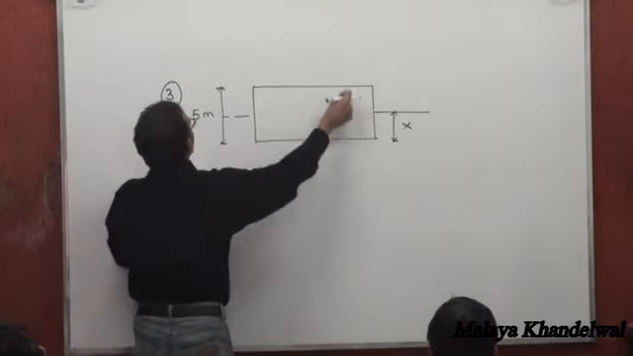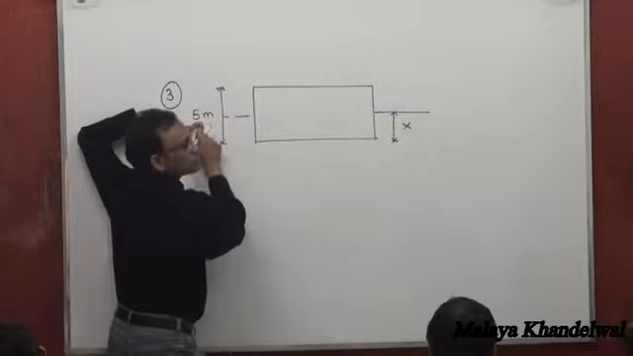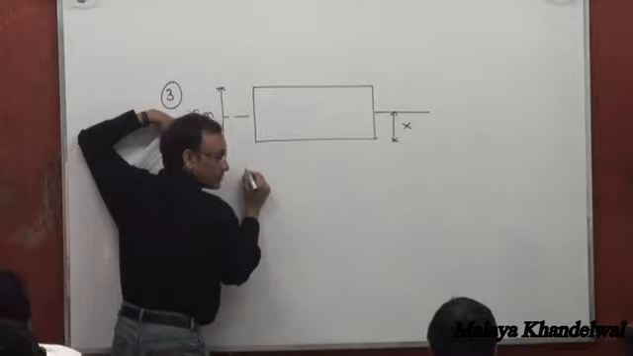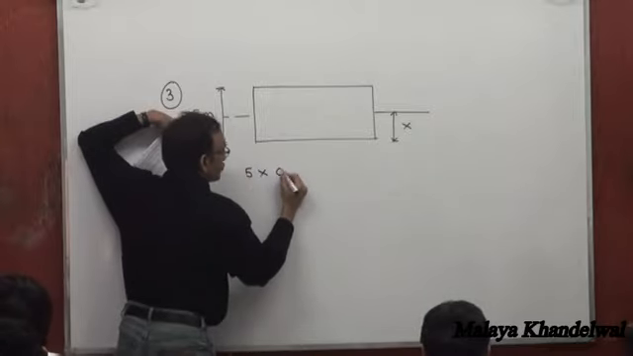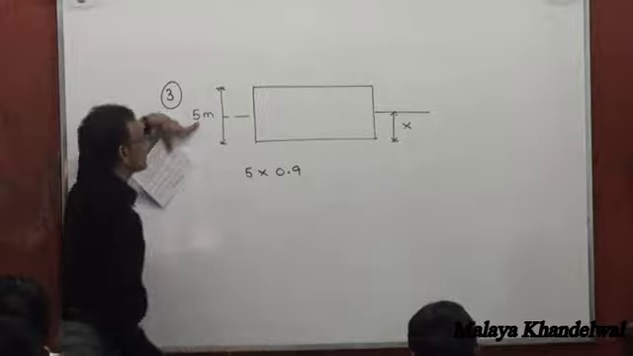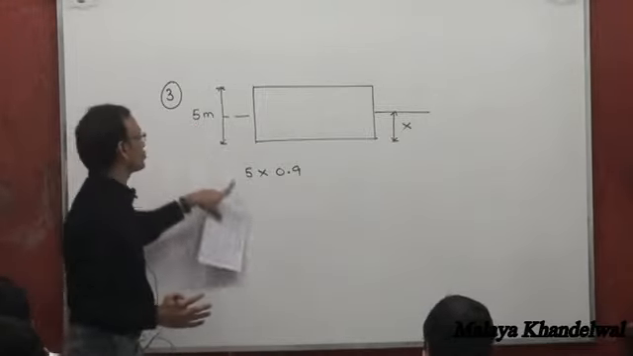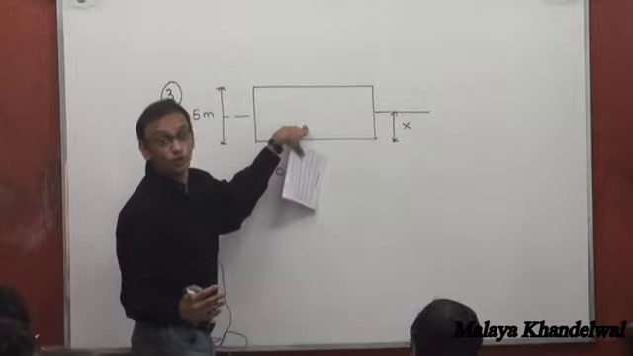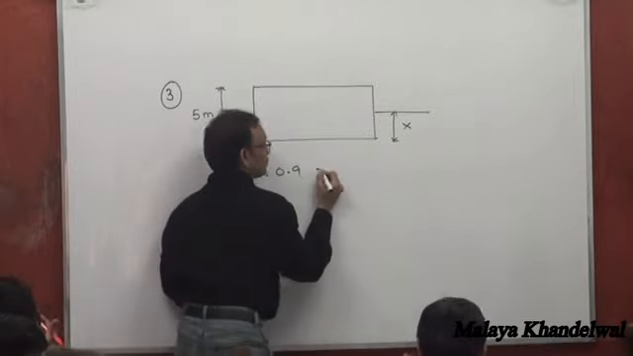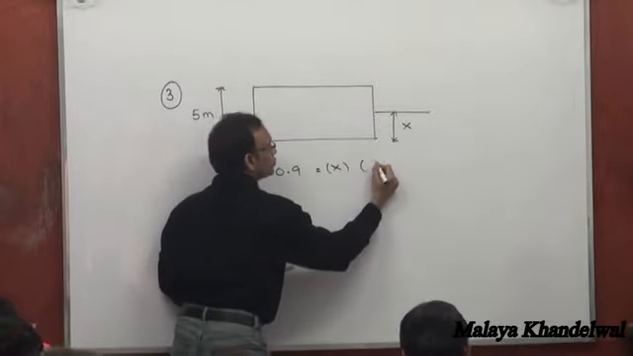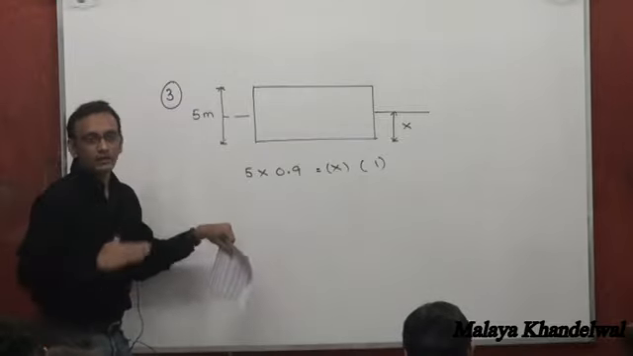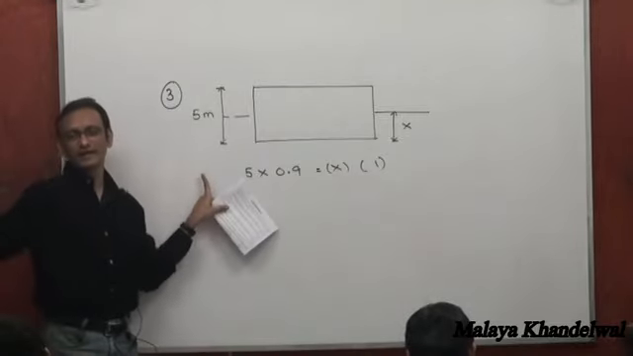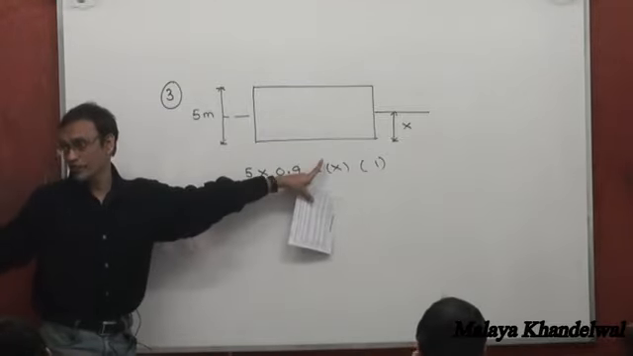Then the weight of ice would be proportional to 5 meters into 0.9 grams per cc, or 0.9 is the relative density. So the weight would be proportional to this. It must be proportional to the weight of the fluid displaced. Weight of the fluid displaced is going to be X into 1 for water. Of course, there is an area of cross section, but that will get cancelled from both sides. So applying laws of flotation.